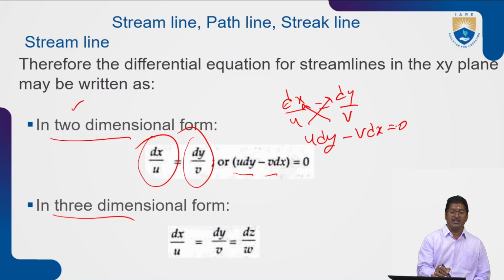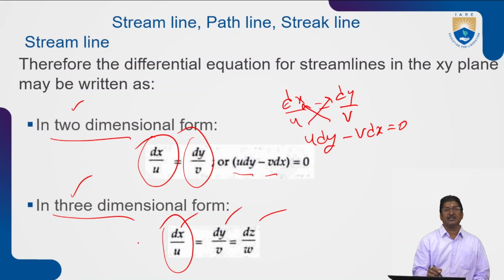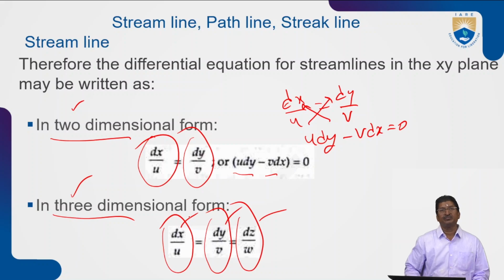In a similar way, three dimensions. What is the three-dimensional form? It will have x, y, z, so all three axes are present. That form is called the three-dimensional form. That means dx by u is equal to dy by v is equal to dz by w. That is the three-dimensional form.